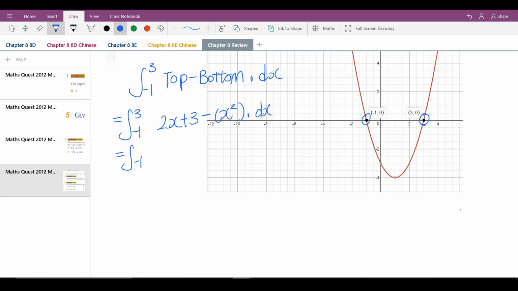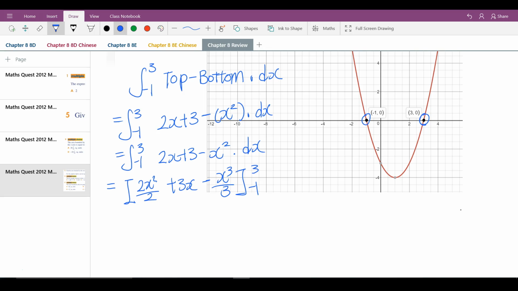Alright, expand the brackets. You get 2x plus 3 minus x squared. Integrate it with respect to x. Alright, nothing else we can do, and then let's integrate. So 2x becomes 2x squared over 2 plus 3x minus x cubed over 3 from -1 to 3.